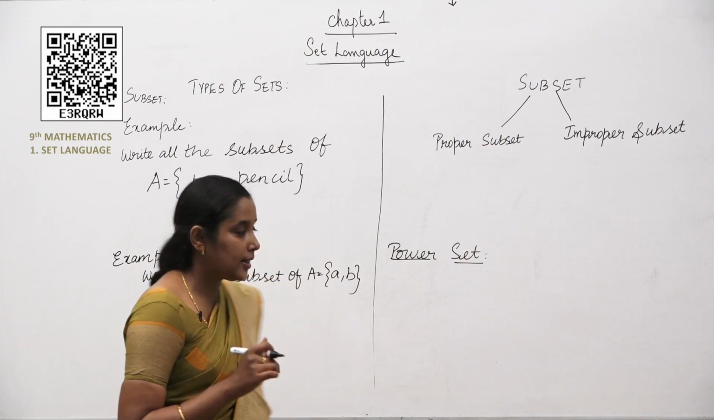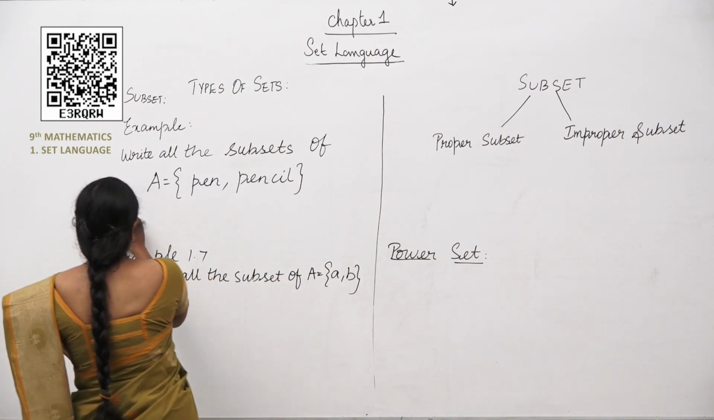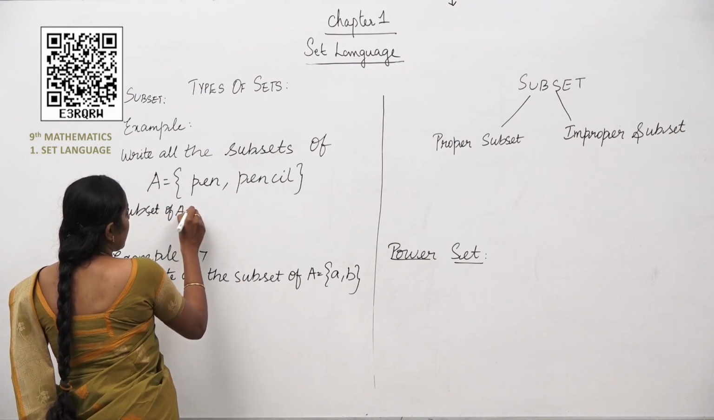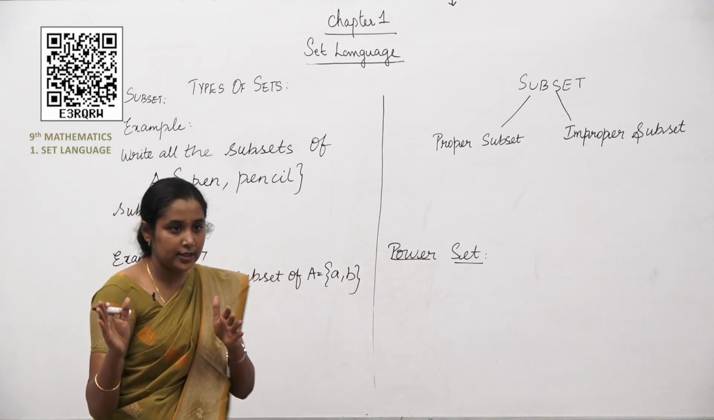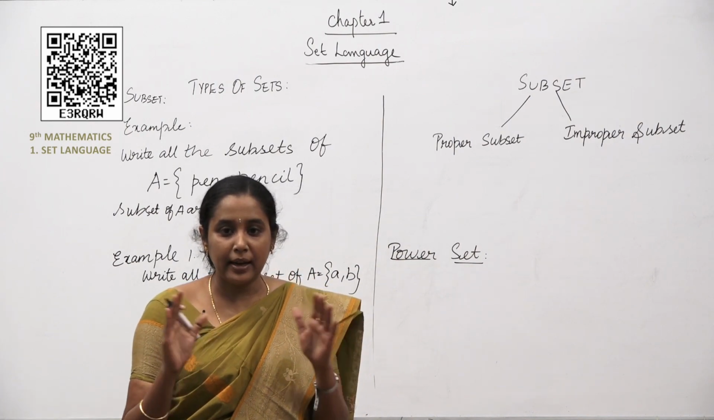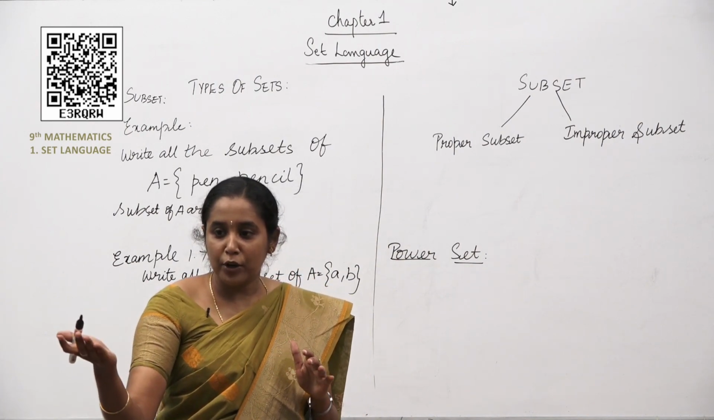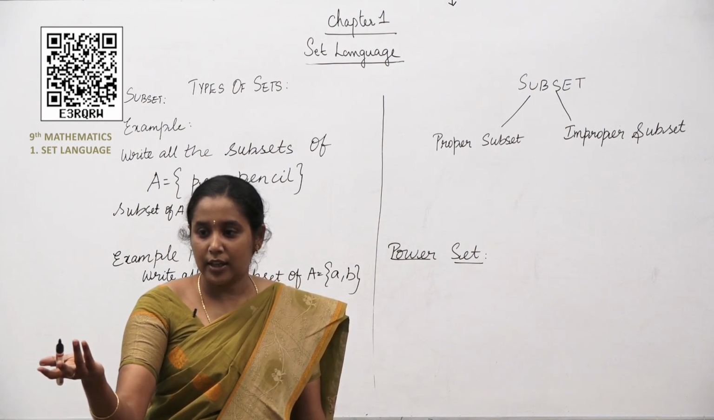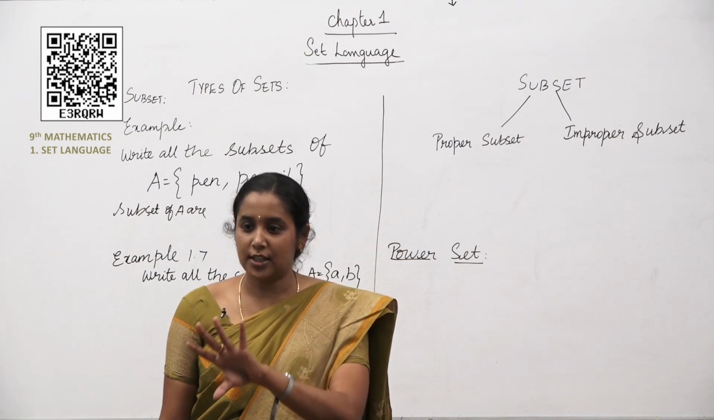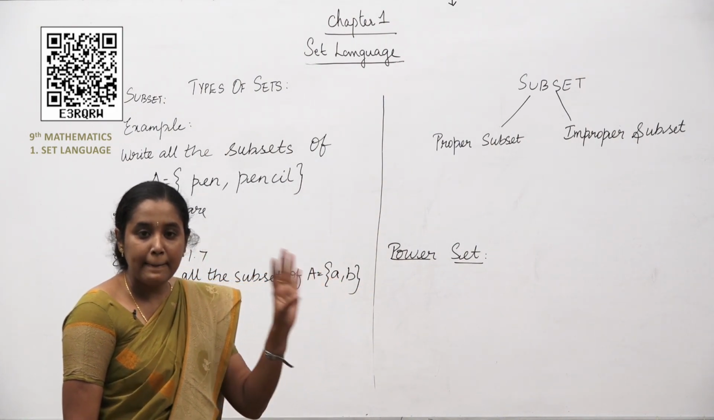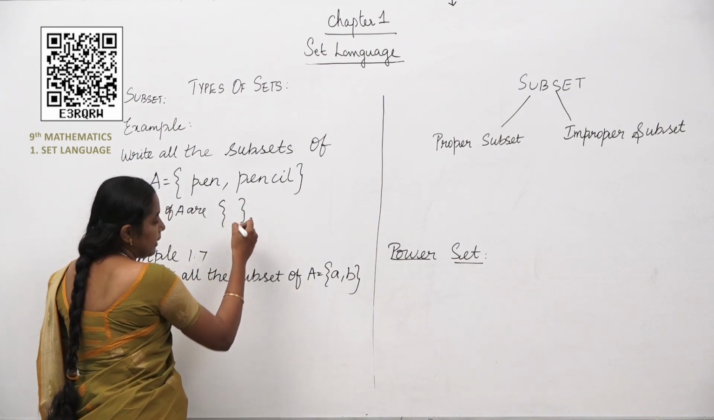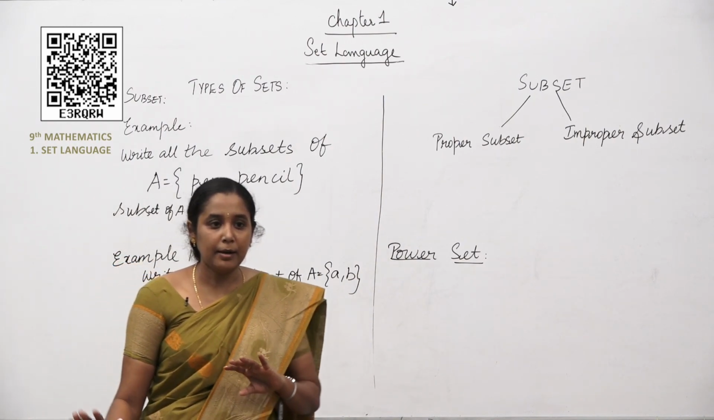So you are going to write the subsets of A. Subsets of A are... what I said, subset means it is a part of a set. Now listen, pen and pencil is there. How many of you need pen and pencil? Here we'll ask Rani. She doesn't need anything. She doesn't want pen and pencil. It is an empty set because she doesn't want pen and pencil.